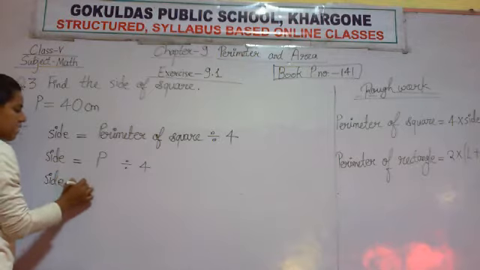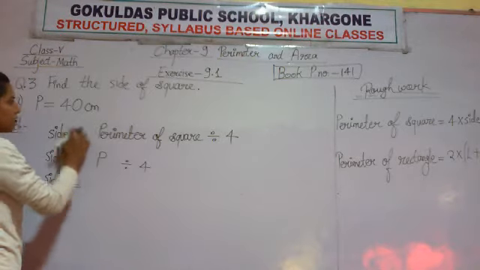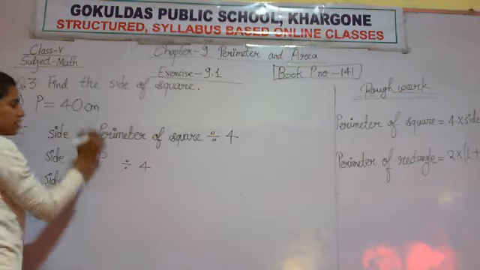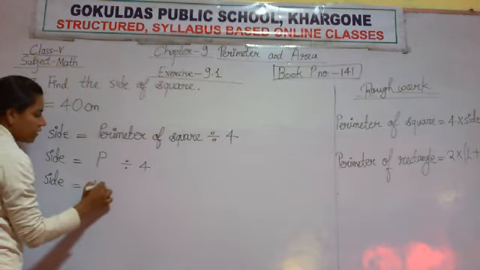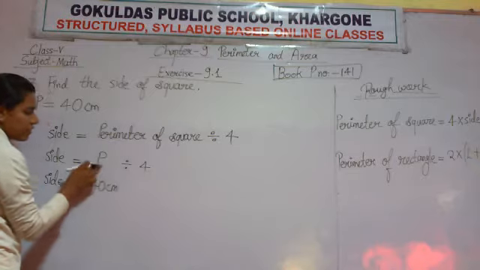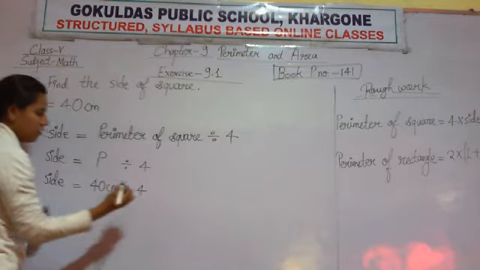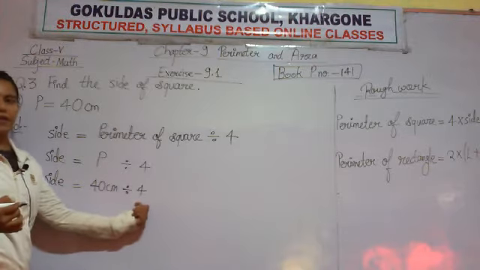In next step write side equals to P. What is P here? The value of P is 40 centimeter. So write 40 centimeter at the place of P. Then divide symbol is there. So divide 4. 40 centimeter divide by 4.